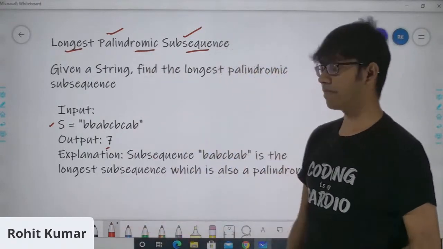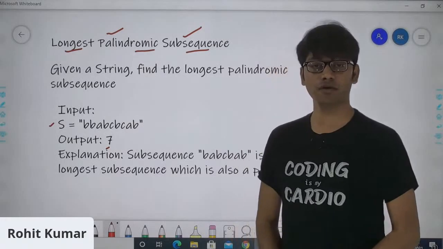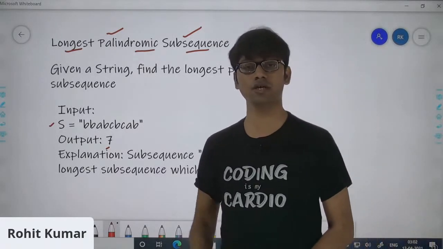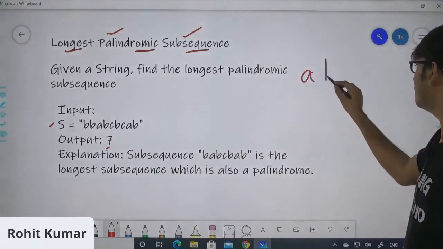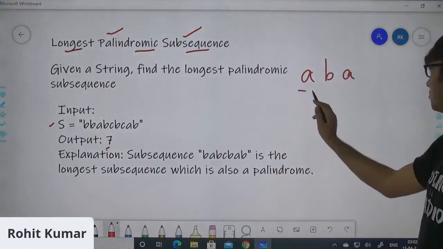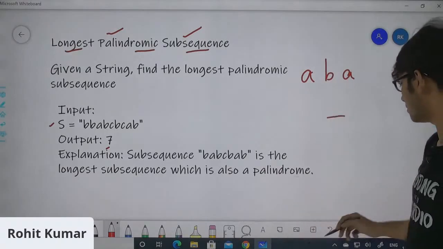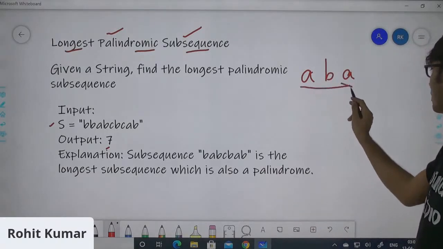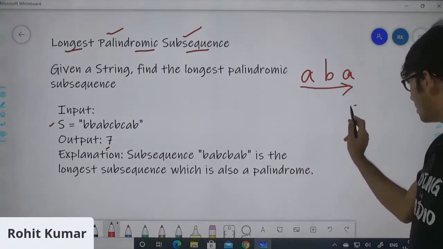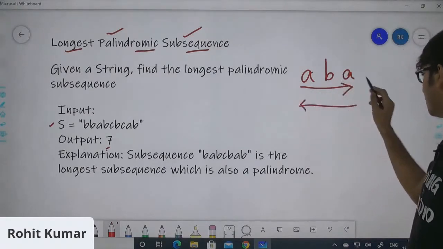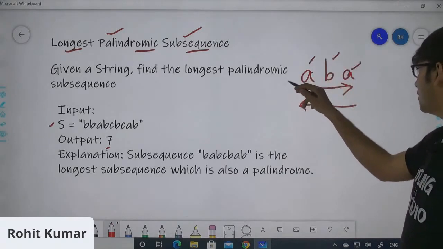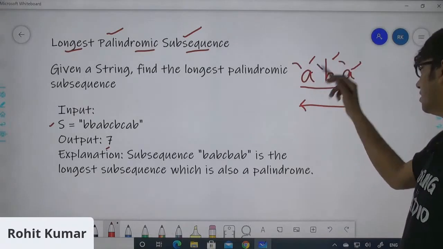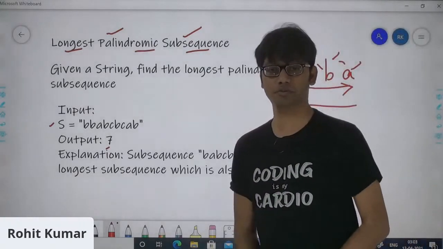So what is a palindrome? Any word, if it is read backwards and forwards, like from left to right or right to left, it is the same. Let's say I take a word ABA. If I read it from left to right, and if I read it from right to left, it is the same. If I read from right to left, it is A, B, A, and if I read from left to right, it is again A, B, and A. So such words are called palindromes. I hope this is clear to you.